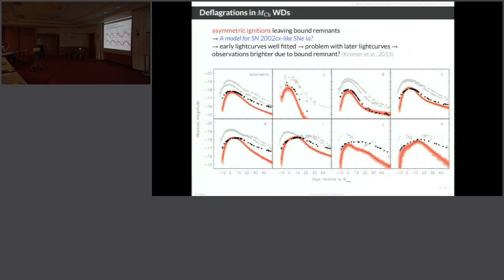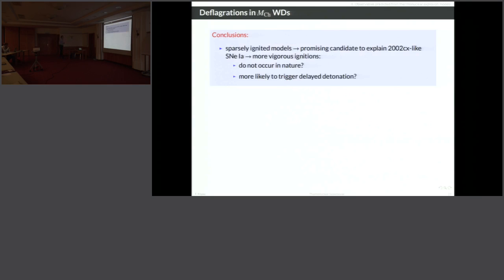There's a bit of a disagreement in the later light curve phases, and it was discussed that this may be due, in the observations, to radiation that in the final phase is due to the bound remnant that is left behind. So you have a hot white dwarf as a bound remnant inside the ejecta. This was not taken into account by the radiative transfer calculation, so therefore we are missing here some of the energy input. So the conclusion on the deflagrations in Chandrasekhar-mass white dwarfs is that the sparsely ignited models are a promising candidate to explain 2002cx-like objects. More vigorous ignitions, however, don't find any corresponding observation.